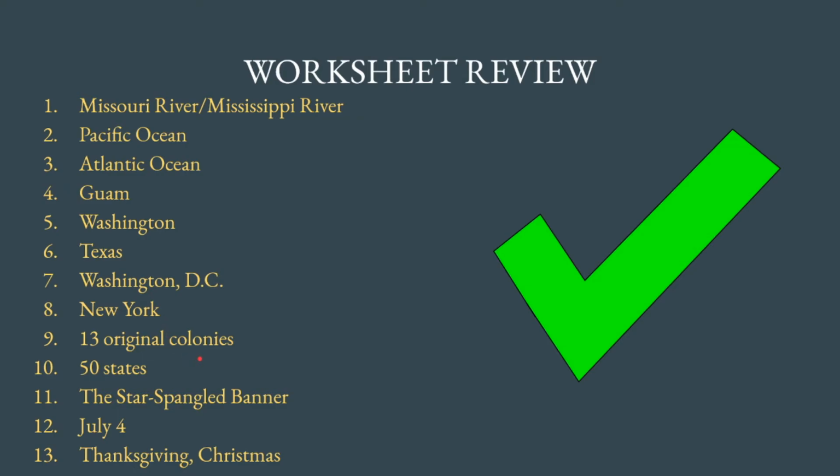Question 9 asks, why does the flag have 13 stripes? And that is because there were the 13 original colonies. Question 10 asks, why the flag has 50 stars? And that is because there are 50 states currently in the United States. Question 11 asks for the name of the national anthem, and that is the Star-Spangled Banner. Question 12 asks for when do we celebrate Independence Day, and that is July 4th. And then finally, we see for number 13, we ask for two federal holidays, and the easiest ones to remember, I believe, are Thanksgiving and Christmas.